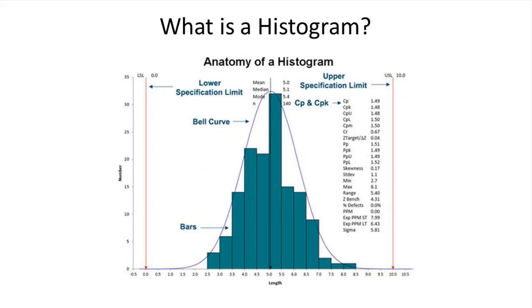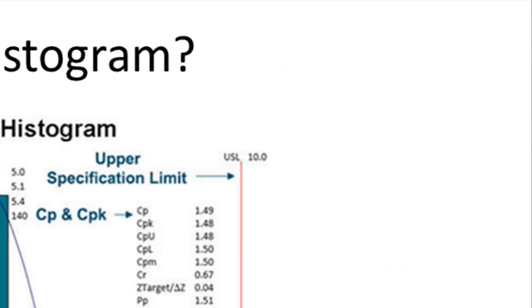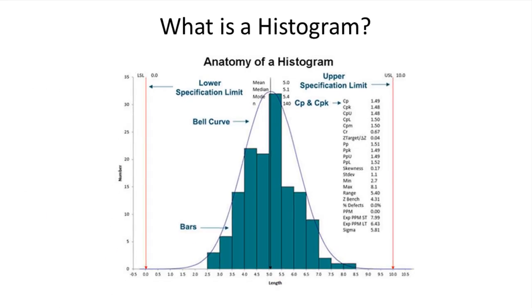Now, what's a histogram? Well, a histogram measures variation. How far are you from the customer's target value? And so we have an upper specification limit and a lower specification limit. And with those, we can calculate capability metrics, what are known as CP and CPK. And usually if those are above 1.33, you're doing pretty good. Now this is especially true in manufacturing where we want things centered, so you don't want your piston to be too big or too small.